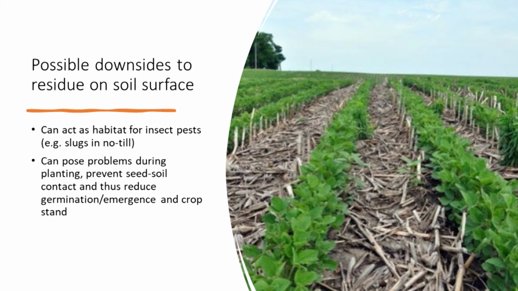But otherwise, you can see, look, this is a soybean crop emerging in a no-till field that just had corn. You can see all the residue. You can't even see the soil, and you can see, look, this is great for reducing erosion, but it does cause other issues.